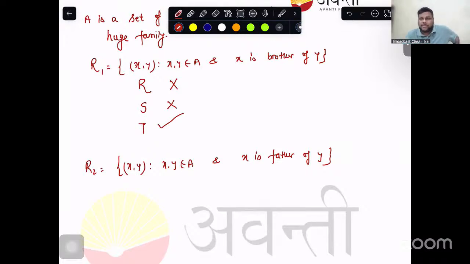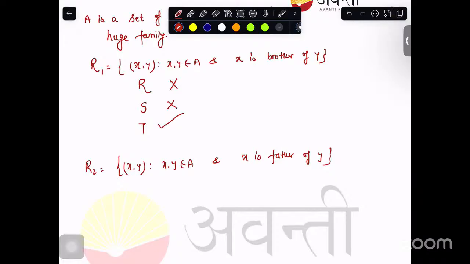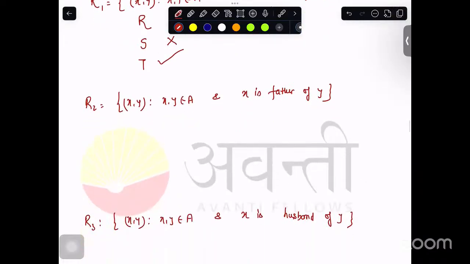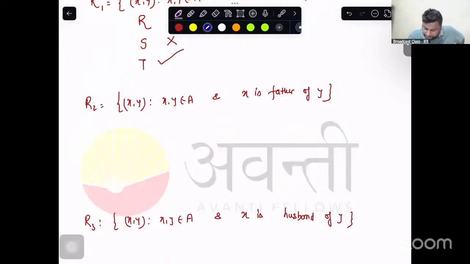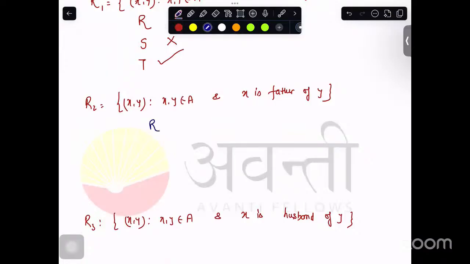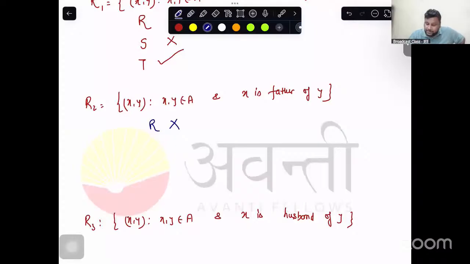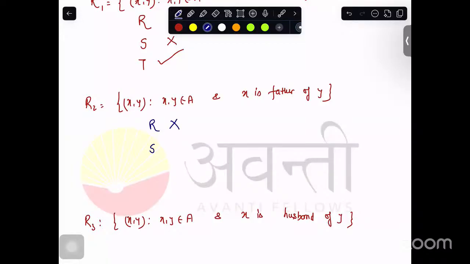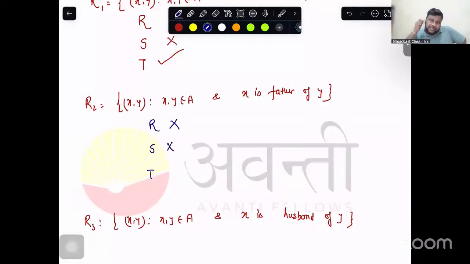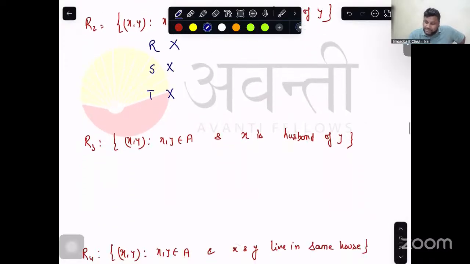Now come to father. Is this relation reflexive? No, sir. No person is father of himself. Is this relation symmetric? No, sir. Is this relation transitive? No, sir. Because if X is father of Y and Y is father of Z, then X is going to be grandfather of Z, not father. So won't be in that relation.